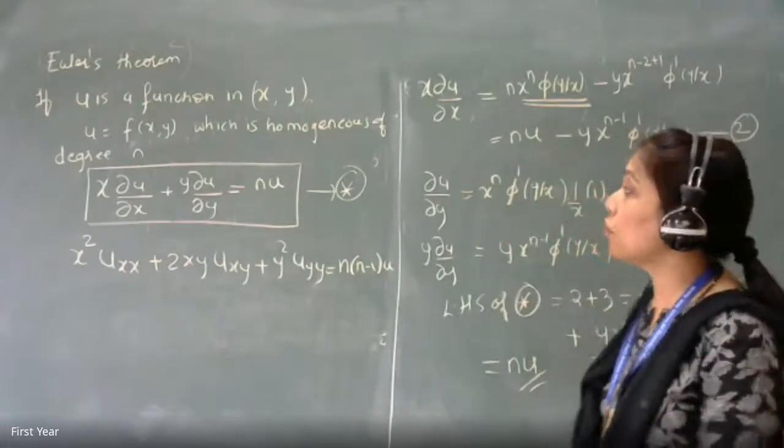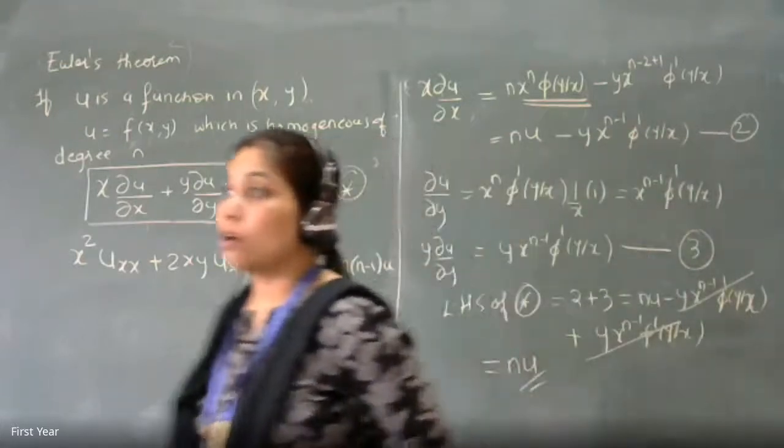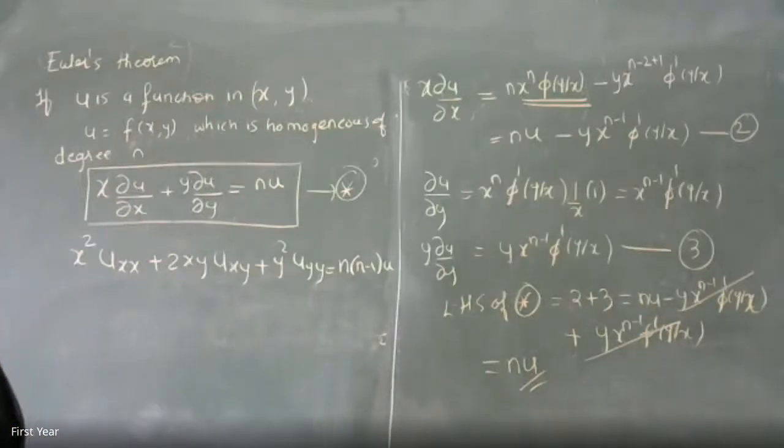If u is a homogeneous function of degree n, then the second order differential by Euler's theorem is x square uxx plus 2xy uxy plus y square uyy is equal to n into n minus 1 u. Okay? Clear?